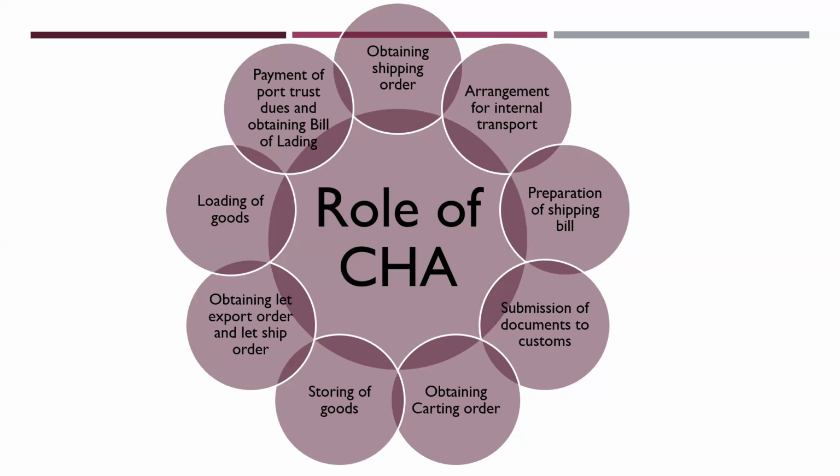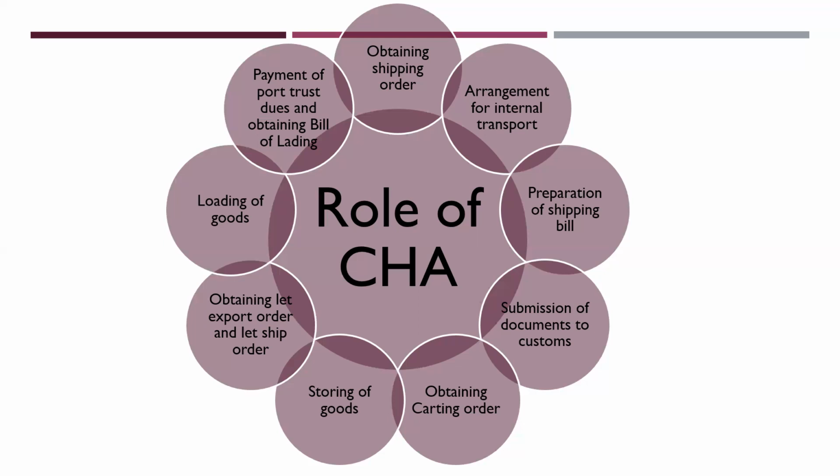Obtaining carting order. The CHA has to obtain the carting order from the port trust authorities. Carting order is required to get the goods inside the docks for the purpose of examination and shipment. Further, storing of goods. After obtaining the carting order, the CHA would then make arrangement to store the goods in the sheds at the docks. Such storing is required for the purpose of examination of goods. Obtaining let export order. The CHA gets goods examined by the custom examiner. If the customs examiner is satisfied, then he will issue the let export order.